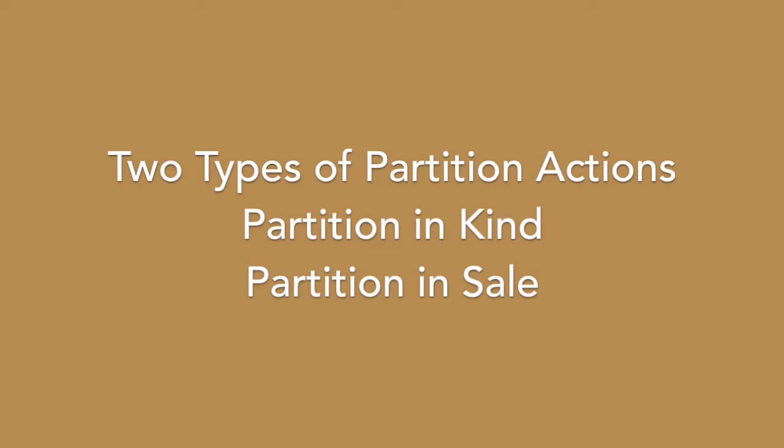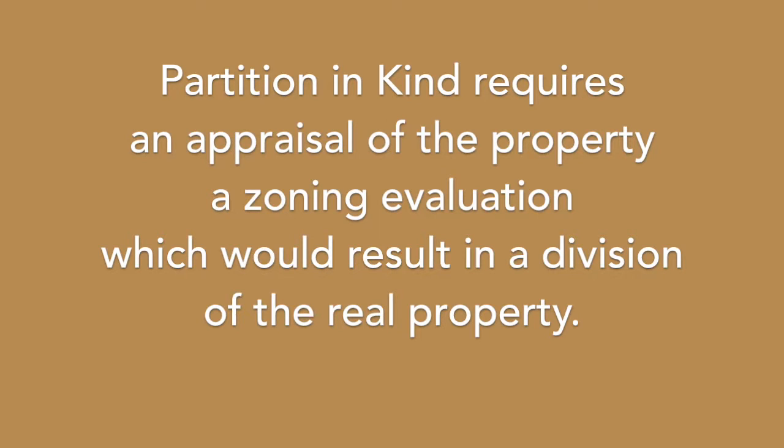Partitions can occur in two ways. There can be a partition in kind and a partition in sale. A partition in kind typically involves engaging an appraisal and someone who does zoning to divide the property equitably between the common owners. As you can imagine, this is not an easy process to do, so most partition actions are done by way of sale.